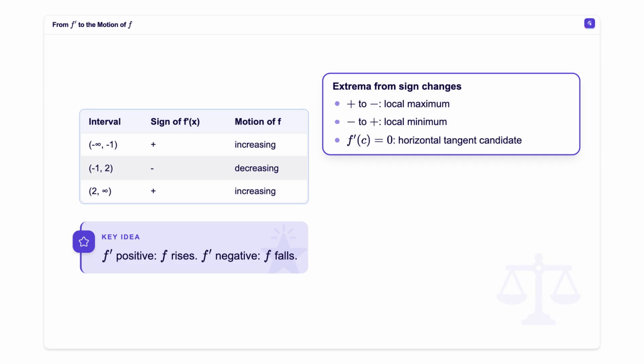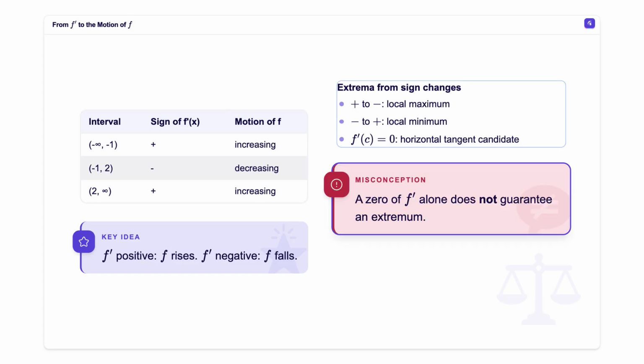Here is the key test for extrema, which means local maximums and local minimums. If f prime changes from positive to negative, f has a local maximum. If f prime changes from negative to positive, f has a local minimum. Be careful with a common trap. A 0 of f prime alone does not prove there is an extremum. You need the sign of f prime to actually change around that point.